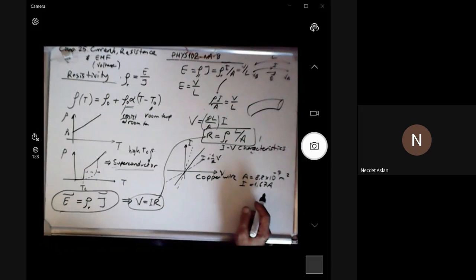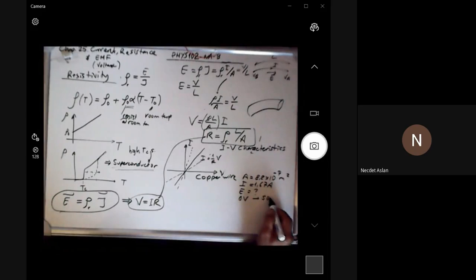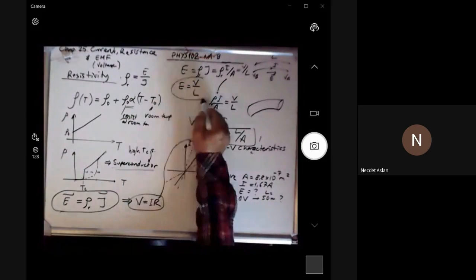Find the electric field magnitude in the wire. So what is the electric field in the wire? This is the first thing. And also, what is the potential difference between 2 points in the wire 50 meters apart? So what is delta V at 50 meters apart? The length of the wire is 50 meters, in other words. So if we know the electric field, we can directly find this potential using this kind of expression.